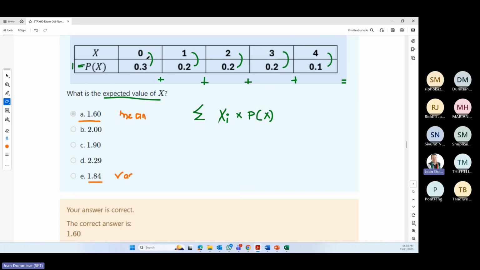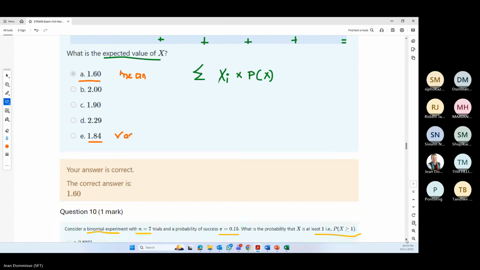Very difficult to work this out if you're not using Excel or your calculator, because then you need to remember, okay, first, this was now easier with the mean is to do that sum, but when it comes to the variance, it does become a long process.